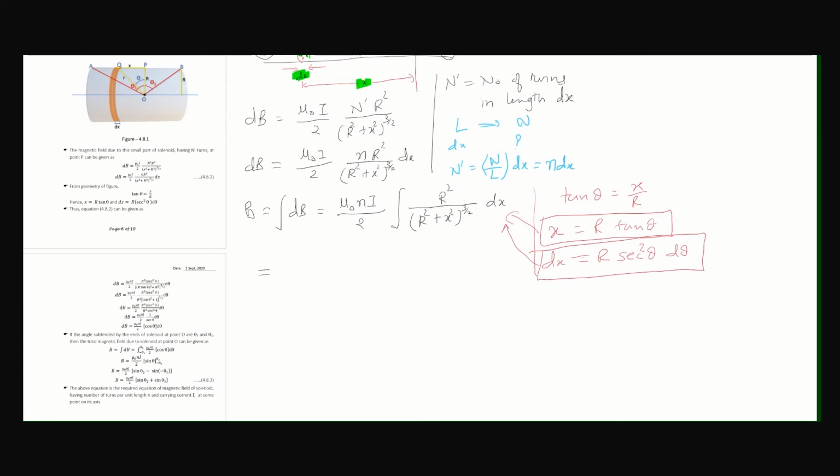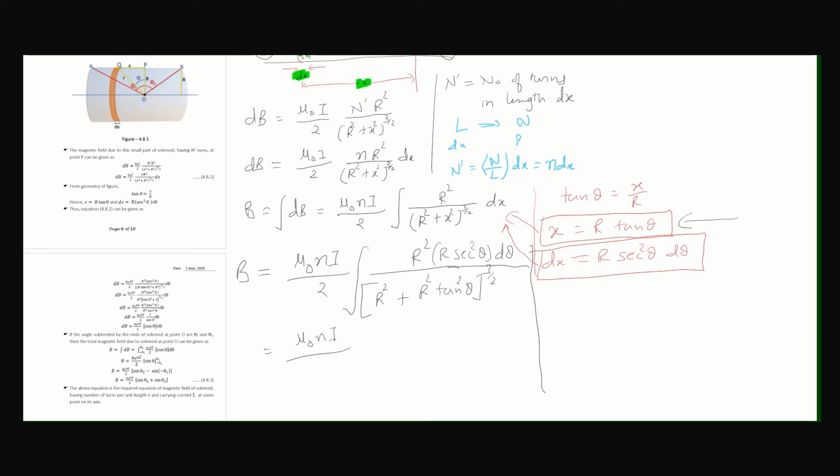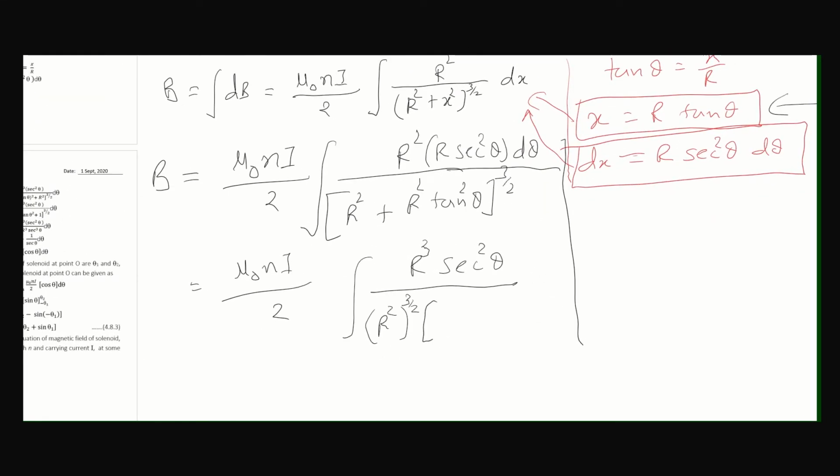So now B can be expressed as mu 0 n I by 2 integration r square upon r square, and instead of x square, now we have r tan theta, so r square tan square theta raised to 3 by 2. And instead of dx, now we have r sec square theta d theta. Simplifying this, we get mu 0 n I by 2, and the numerator is now r cube sec square theta, and in the denominator if I take r square outside, it will have power of 3 by 2, and in the square bracket we have 1 plus tan square theta raised to 3 by 2 with d theta. So what is 1 plus tan square theta?